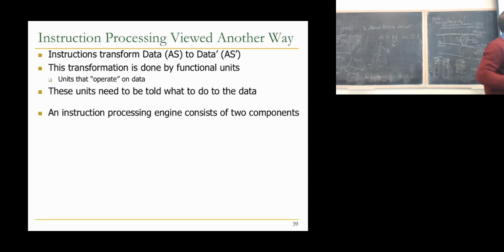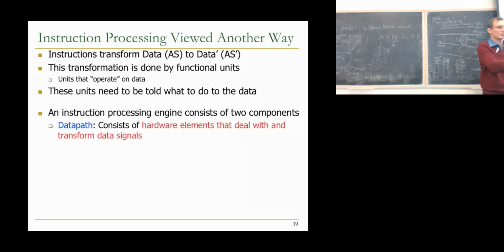You're going to design both components in your labs. One we call the data path. This consists of the hardware elements that deal with and transform data signals. This is really how the data moves. And the other is the control logic. Control logic specifies what happens to the data as it moves around.